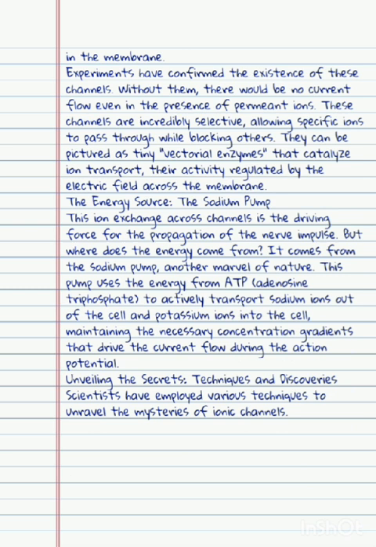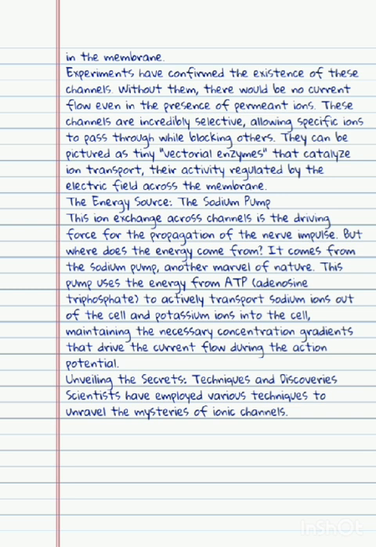These channels are incredibly selective, allowing specific ions to pass through while blocking others. They can be pictured as tiny vectorial enzymes that catalyze ion transport. Their activity is regulated by the electrical field across the membrane. This ion exchange across channels is the driving force for the propagation of the nerve impulse.